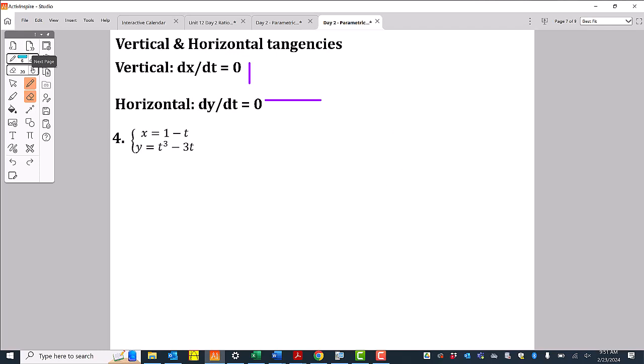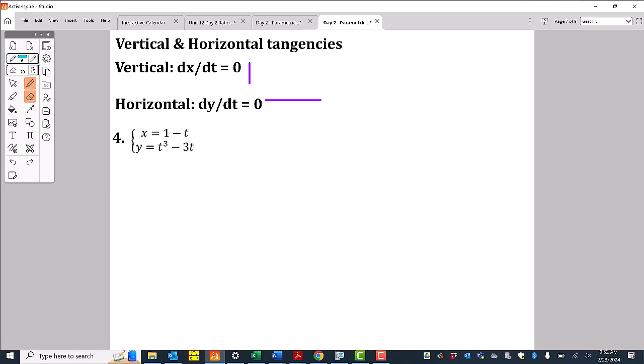A tangency is anywhere where the vertical or horizontal movement is 0. A vertical tangency is when the change in x is 0, or dx over dt is 0, or there's no horizontal movement. As we can see, we have a vertical line and it's not moving horizontally at all. A horizontal tangency is when the horizontal movement is still going on, but there's no vertical movement, so no change in y. dy over dt is 0.